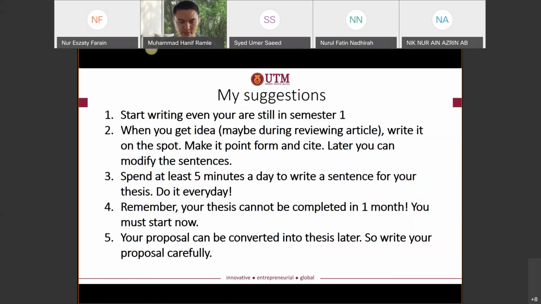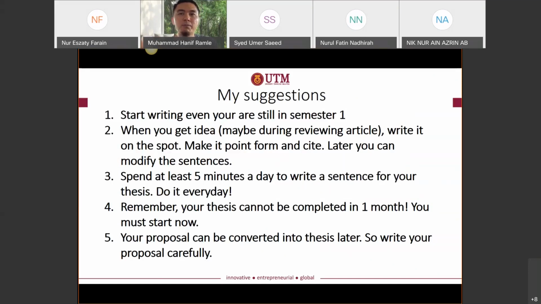Okay, before I end the class and the sharing, this is my suggestion. You have to start writing when you are still in semester 1. You cannot finish your thesis within 1 month or 3 months. Cannot. You have to start right now. When you get an idea during reading or reviewing an article, write it on the spot. You read, you write.